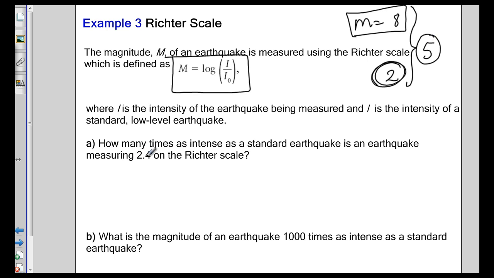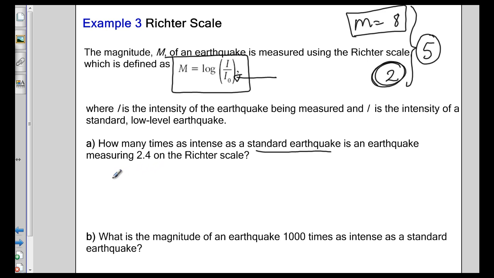So the first question is, how many times as intense as a standard earthquake? Now, standard earthquake is really important because this little I naught, we call it, down below here, basically has a value of 1. And so intensity-wise, a standard earthquake has an intensity of approximately 1. That's what this is saying right here. So really what you're trying to do, in a lot of cases, is solve for the I above. So kind of similar to the questions we did before.